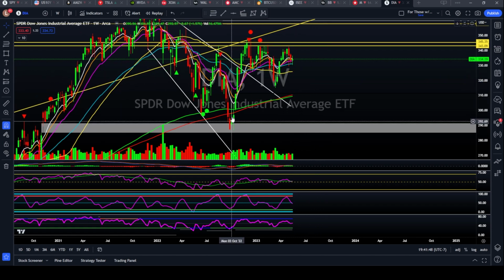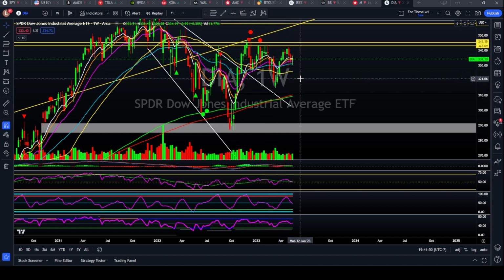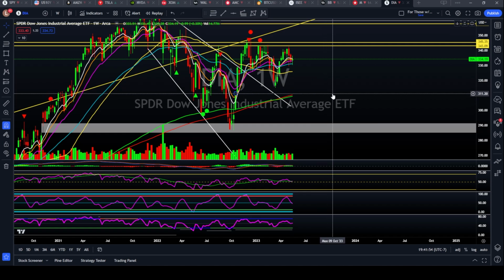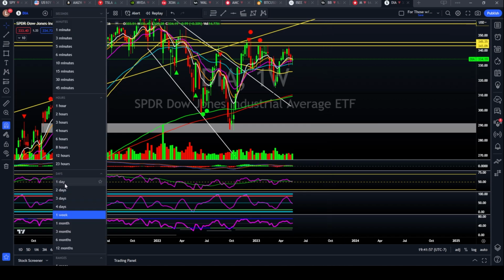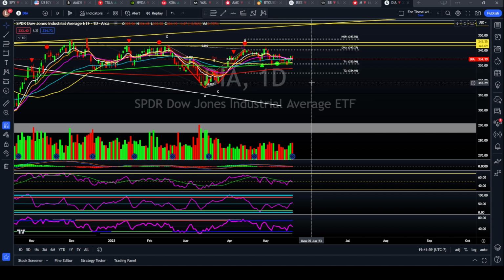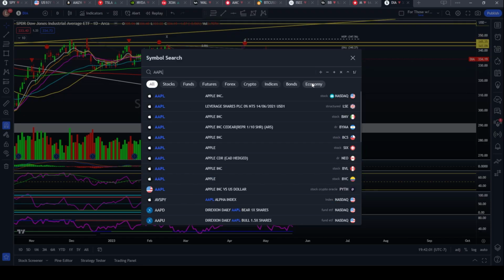You can have a situation here where you have that double top, and then a neckline would be somewhere around here, and then test the 200 EMA. There is a gap here all the way to 311. So definitely keep an eye out on the Dow Jones. So let's jump over to Apple here.